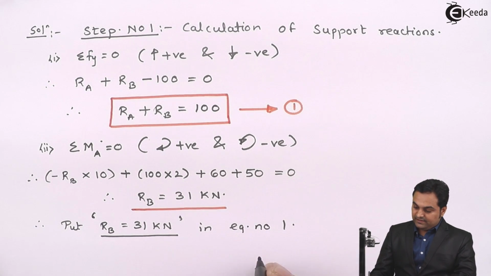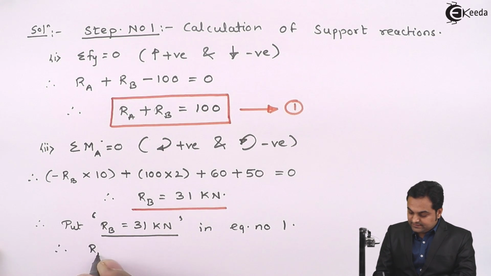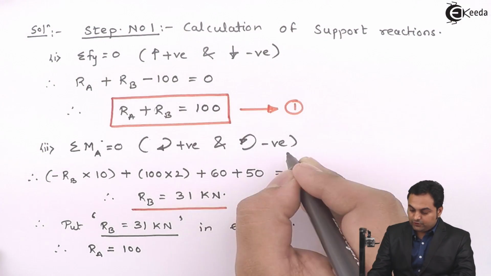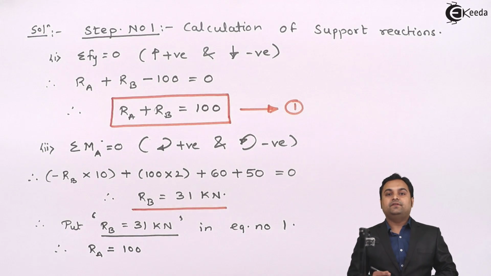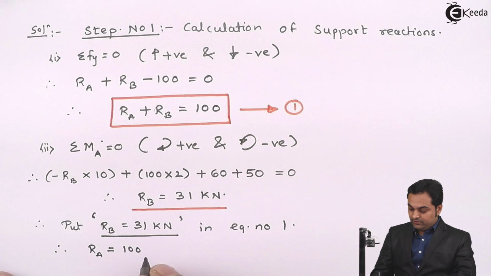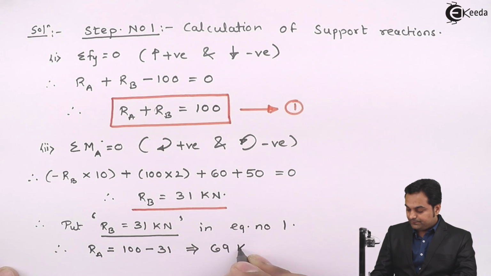So RA will be, therefore, reaction at A will be equal to, here we have 100 plus RB. If I send it to the other side, it becomes minus RB. So 100 minus RB, and RB is 31. So 100 minus 31. So RA value will be 69 kilonewton.